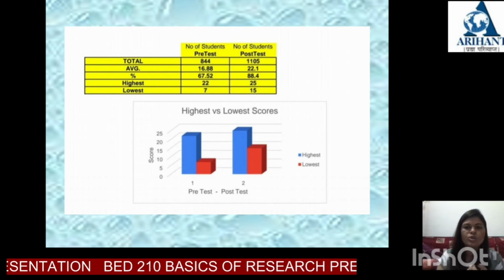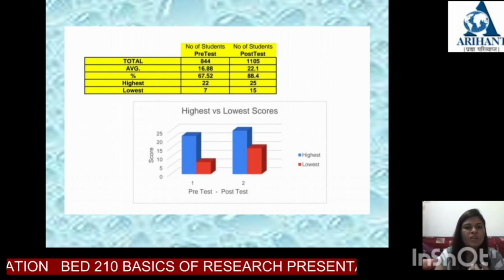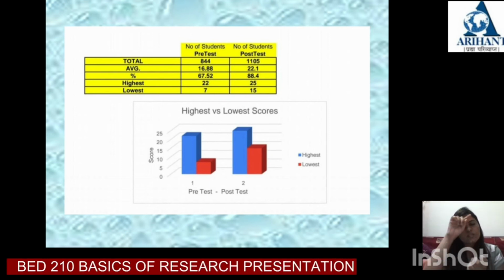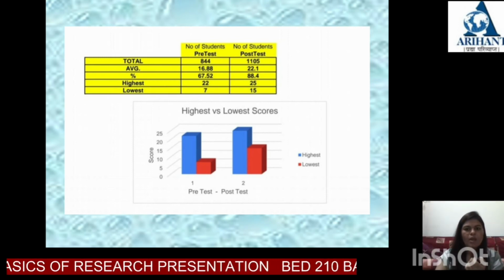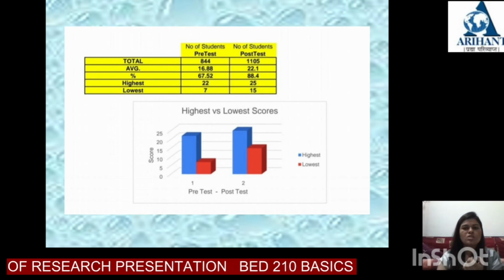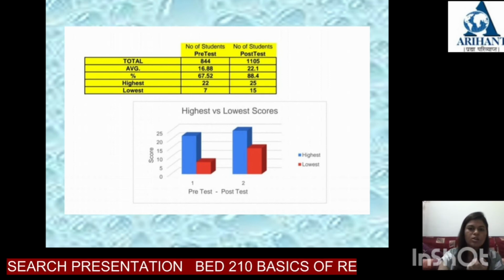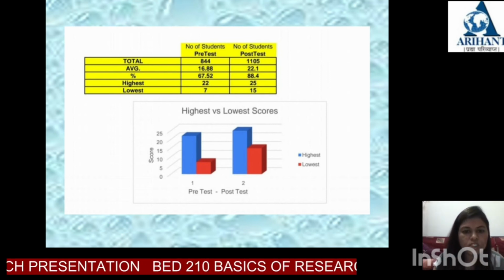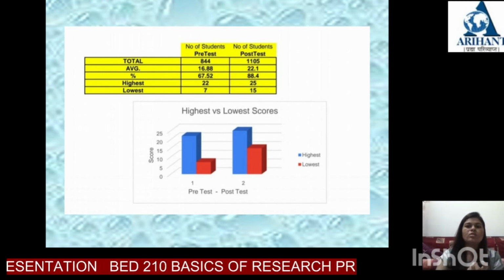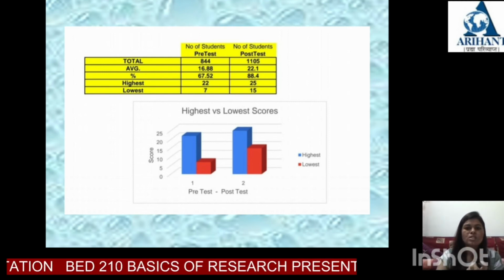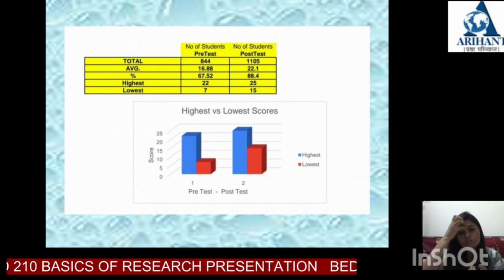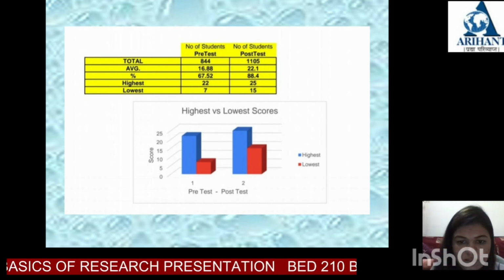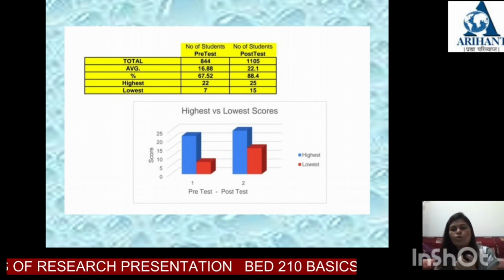Then the percentage also increased. Then highest and lowest. The highest marks in the pre-test is 22, and in the post-test it is 25. So it again increased. The lowest mark of a student in the pre-test is 7, which increased by almost 8 marks, that is 15 in the post-test. So in this bar graph you can see the pre-test and post-test comparison, the highest versus lowest score.